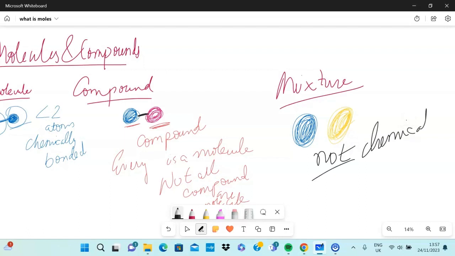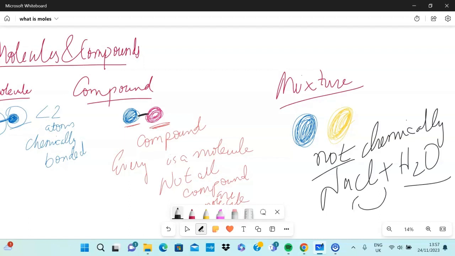So a good example of this is when you add in salt, NaCl, and H2O. If you really think about it, you can mix your salt and water, and then if you let the water evaporate, you'll get salt back. But at the same time, if let's say, oh, what is a good example?